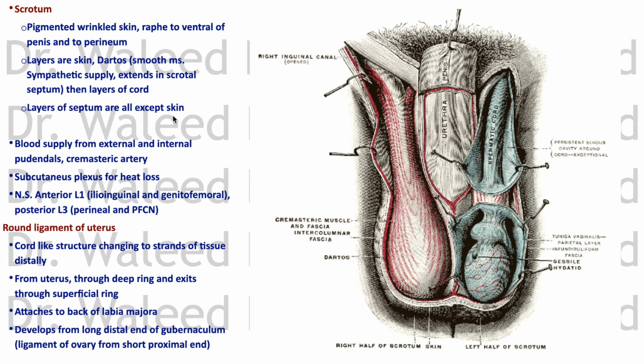Instead of the spermatic cord in the male, there's the round ligament of the uterus in the female, which is the distal end of the gubernaculum, and it's a cord-like structure that turns into strands distally, and it's attached to the back of the labia majora, and runs with the ilioinguinal nerve, the same as the spermatic cord with the ilioinguinal nerve to its inferior side.